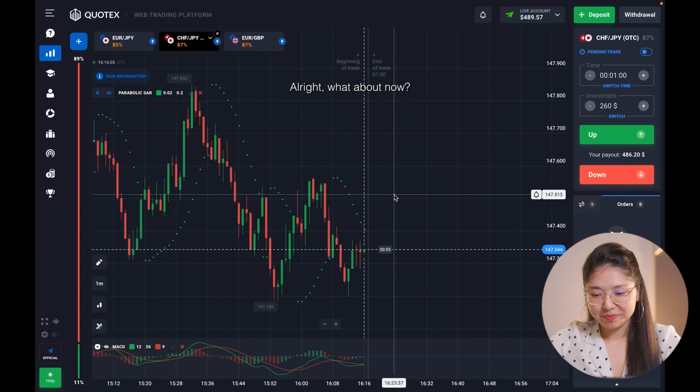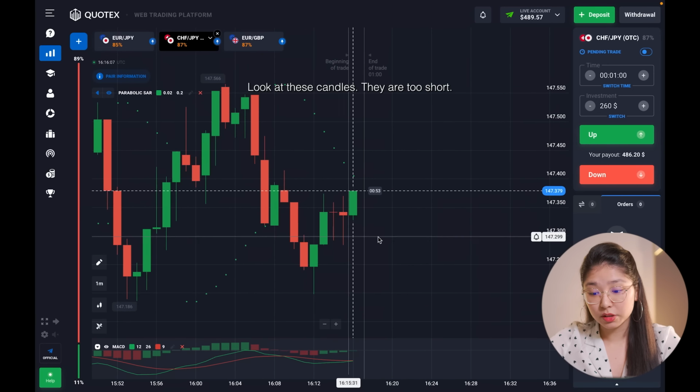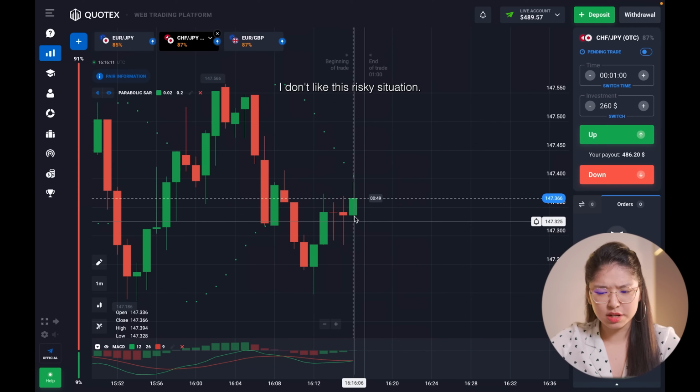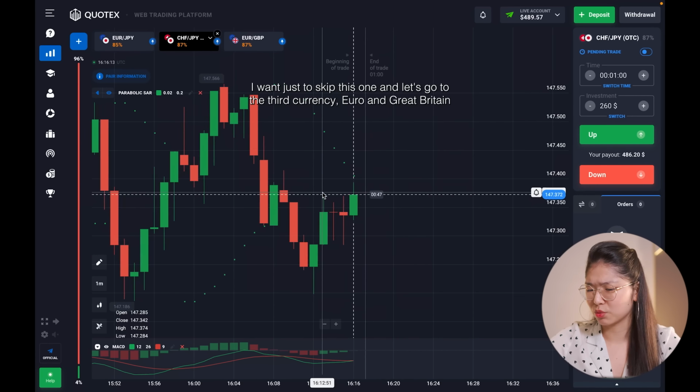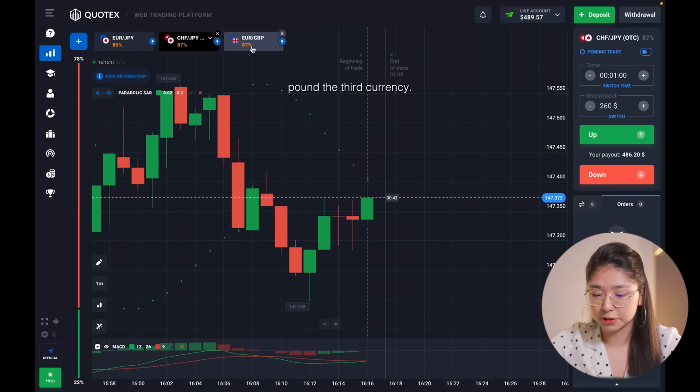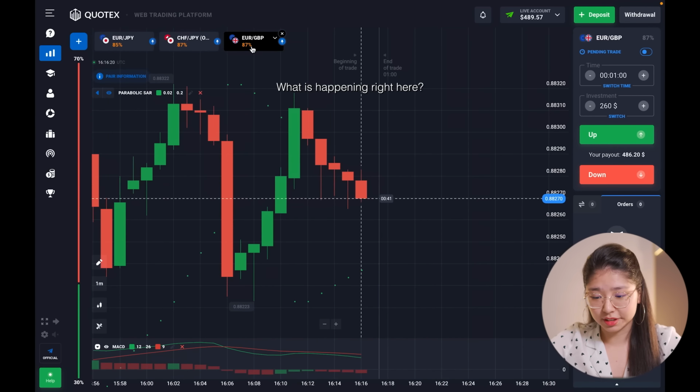So alright, what about now? Look at these candles. They are too short, and I don't like this risky situation. I want just to skip this one, and let's go to the third currency. Euro and Great Britain pound, the first currency. What's happening there, guys?